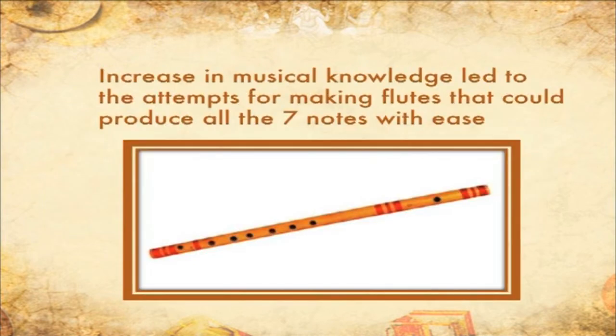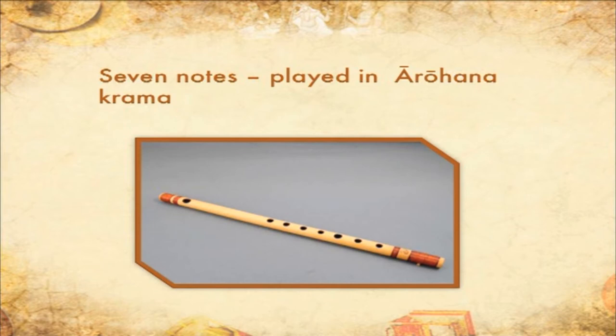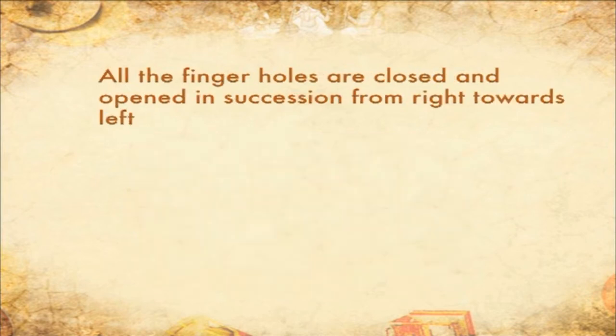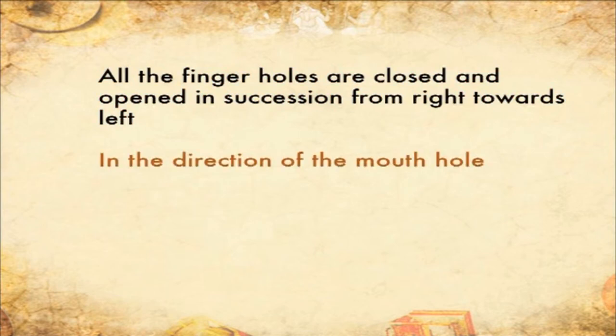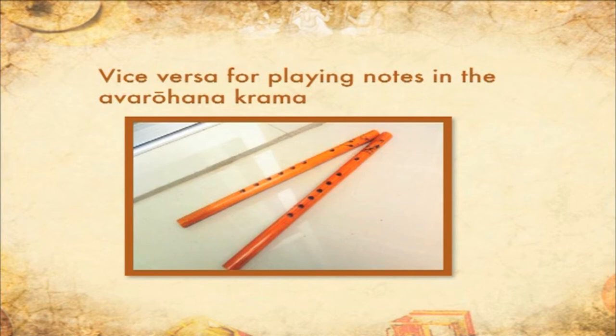Stage 2. With the increase in musical knowledge, attempts were made to make flutes that could produce all the 7 notes with facility and ease. The 7 notes were played in their arohana krama by closing all the finger holes and opening them in succession from the right towards the left in the direction of the mouth hole, and vice versa for playing the notes in the avarohana krama.